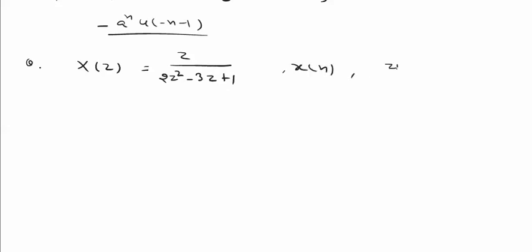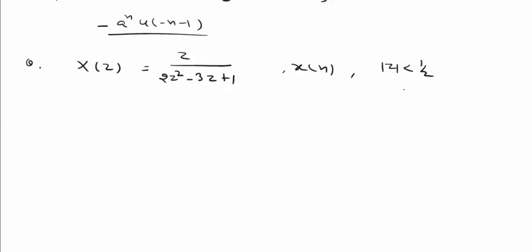Now we will discuss the partial fraction expansion. I took an example. X(z) is given to us as z upon 2z squared minus 3z plus 1. We want to calculate x[n] for the given ROC: |z| less than half.